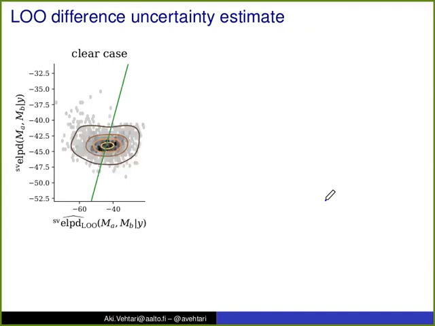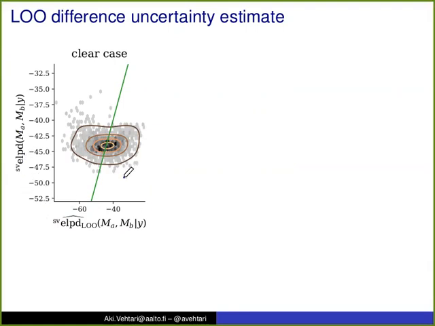We have certain basic illustration examples illustrating the main behavior. In the first one, this is a clear case. So the plot shows on the x-axis the ELPD hat, and on the y-axis the true ELPD.